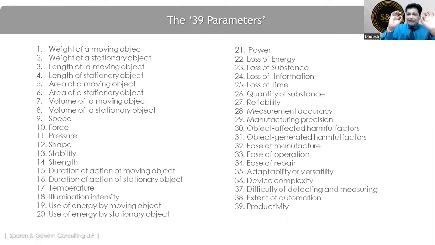Okay, so they have identified 39 parameters. So one will always be contradicting another parameter. Okay, so remember this, there will be one parameter I want to improve without compromising on the second parameter. For example, I want to improve quality without increasing the price of my product. Okay, I want to improve my quality without compromising the safety of my product.